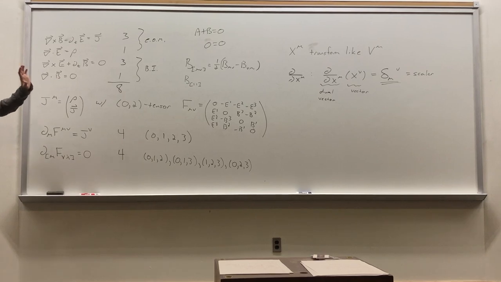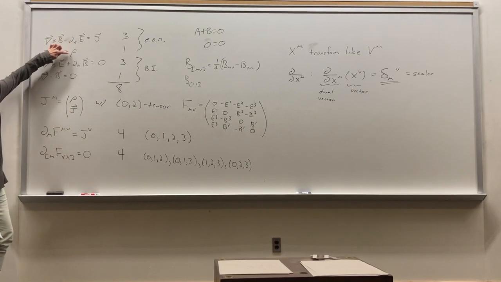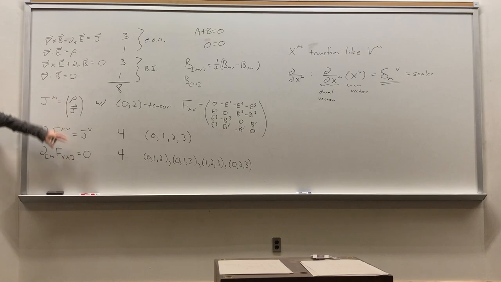Now, just look for a moment. This has the j nu on the right-hand side. The j nu is rho and j. So clearly, it contains the information from these two. This has zero, clearly contains the information from these two. OK? Well, guess what?